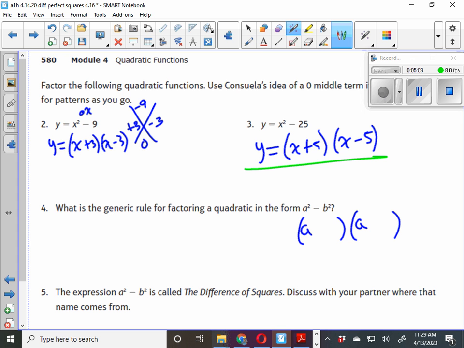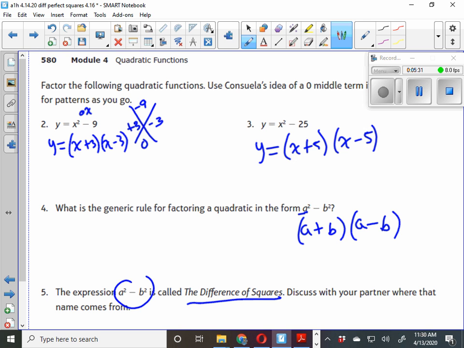All right, so hopefully you got that answer. Then they asked us, what is the generic rule? Well, we know we're taking the a values, and then the b values are going to be here and here. One's going to be plus, one's going to be minus, and you've got a generic factorization. The expression a squared minus b squared is called the difference of squares, clearly. Good name for it.